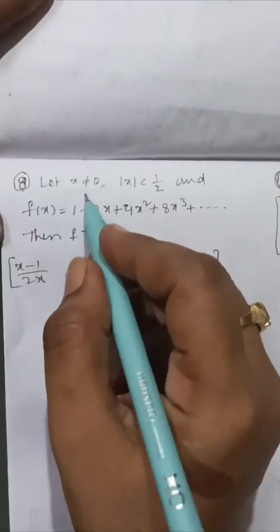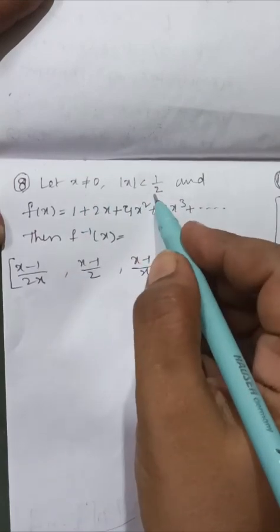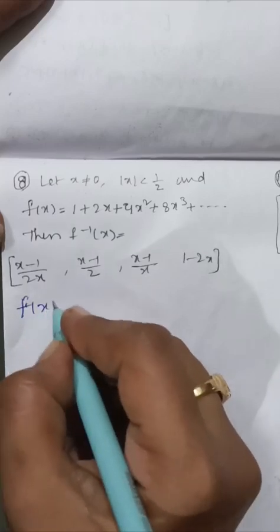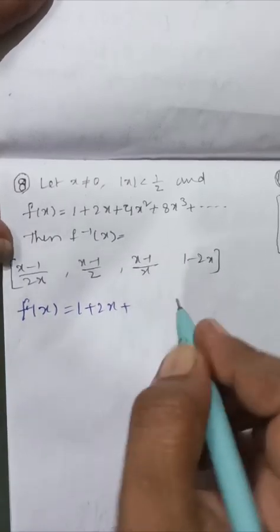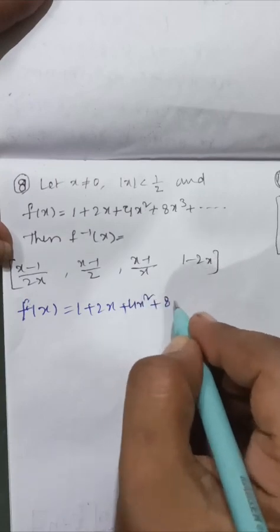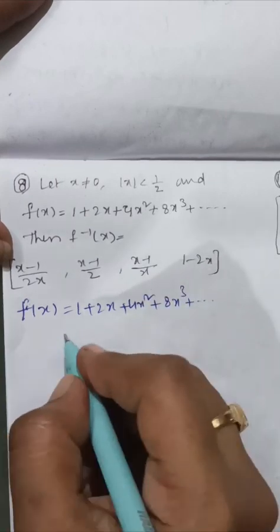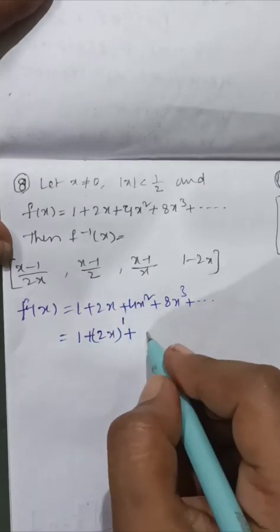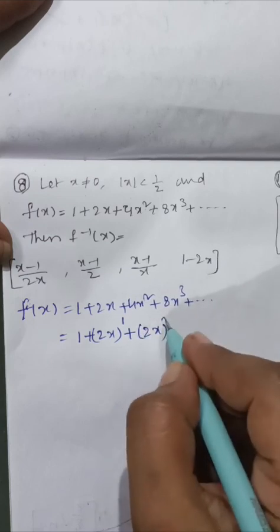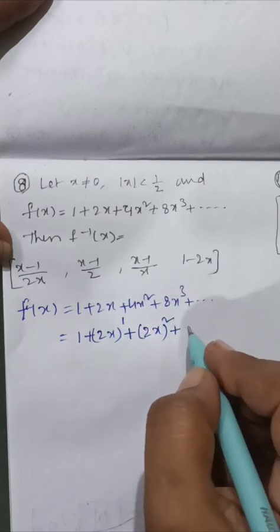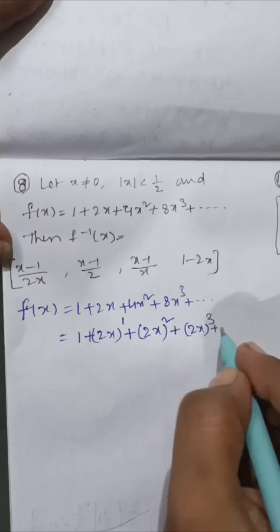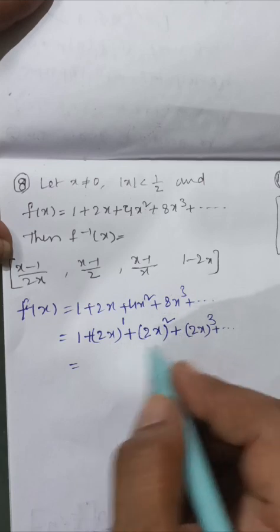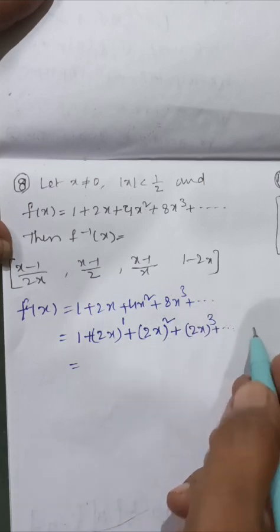Next question. Let x not equal to 0, mod x is less than 1 by 2, and f of x is 1 plus 2x plus 4x square plus 8x cube plus so on. 1 plus 2x power 1, 4x square is 2x whole square, 8 is 2 cube, so 2x whole cube plus so on. This series is in GP with the same ratio. So it is in GP up to infinity terms.